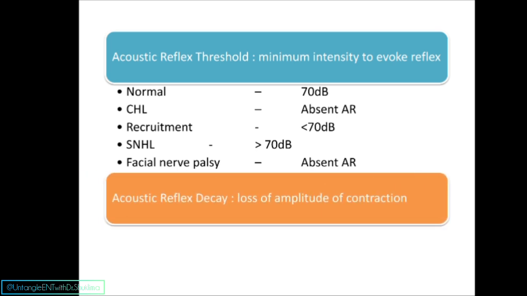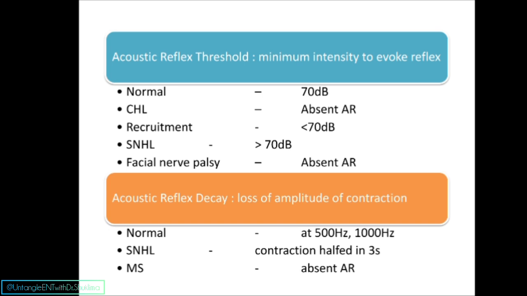Acoustic reflex decay is the loss of amplitude of contraction. In normal, it is seen at around 500 or 1000 Hz. For sensorineural hearing loss, the contraction is halved in 3 seconds. And in multiple sclerosis, it is an absent acoustic reflex.